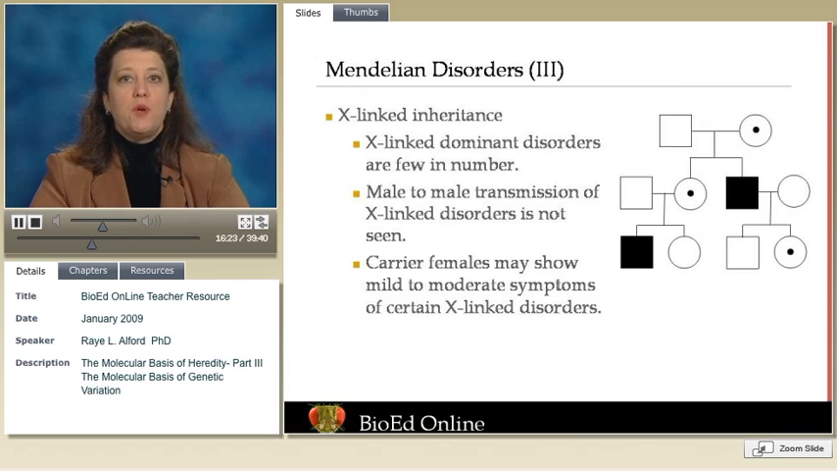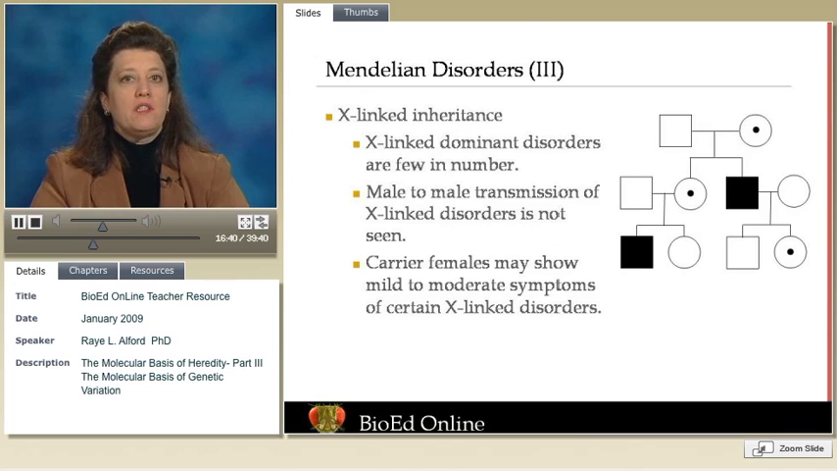However, because we know the inheritance pattern of the trait, we know that a son inherits the trait from his mother, not his father. Roughly 8% of U.S. Caucasian males are colorblind, while less than 1% of females are colorblind.